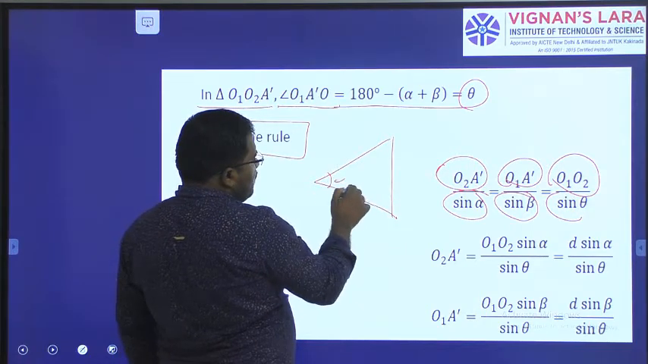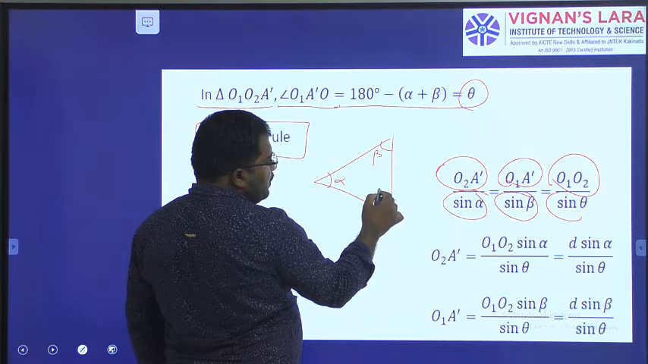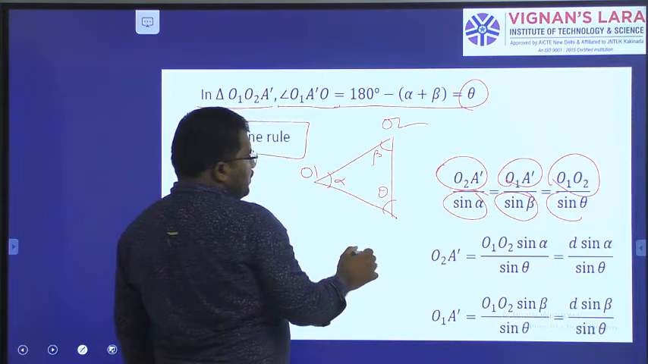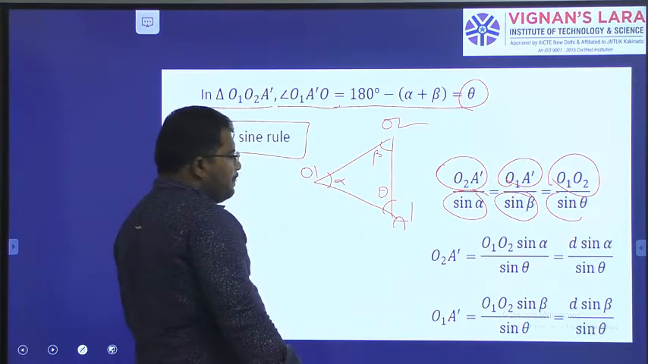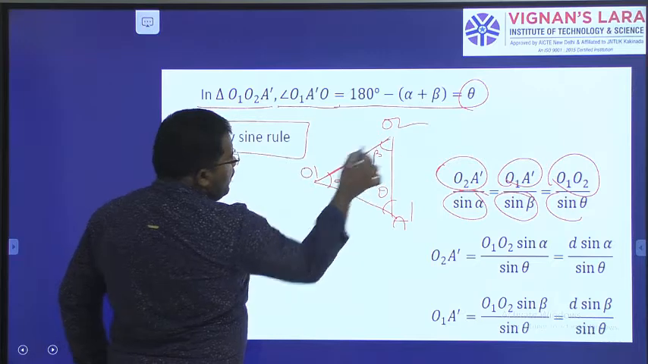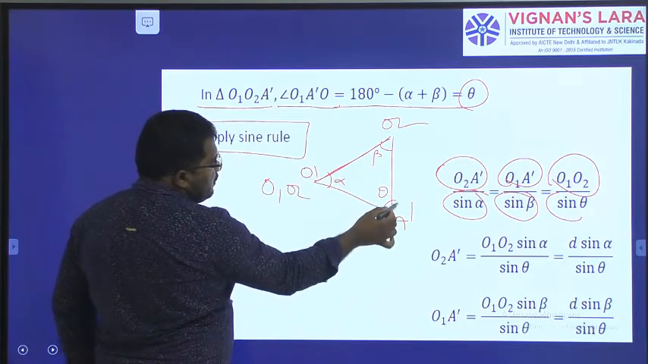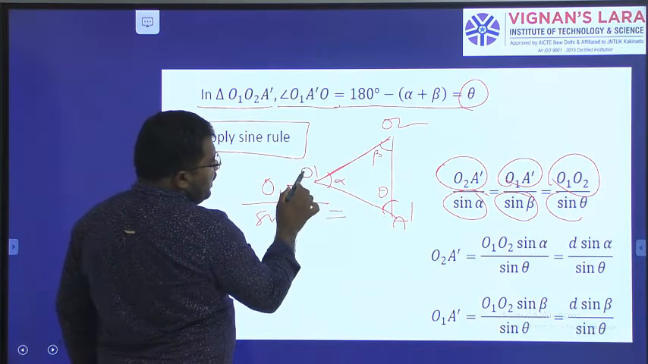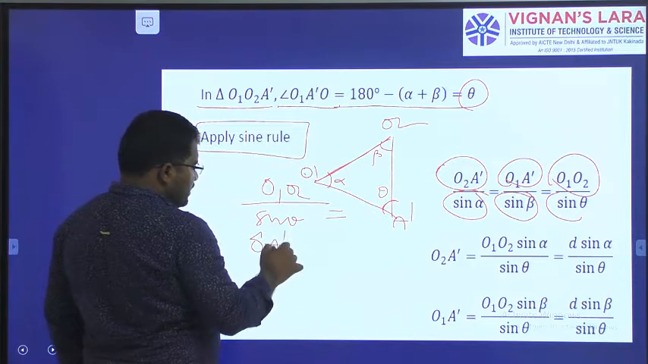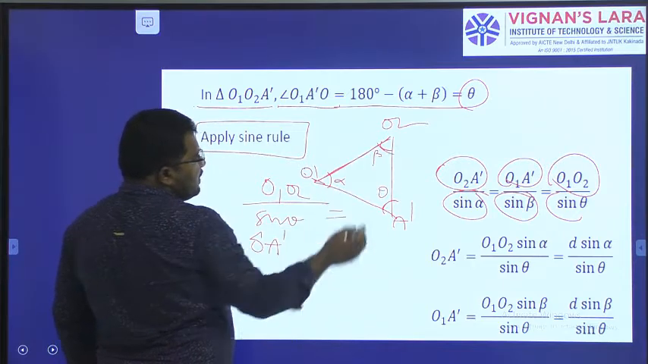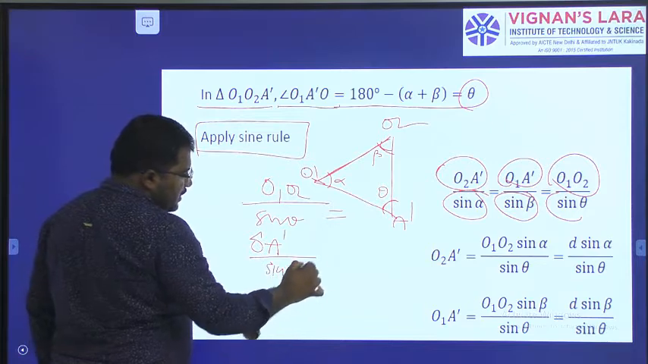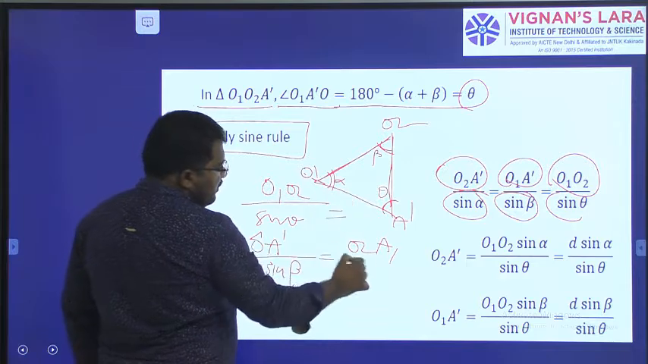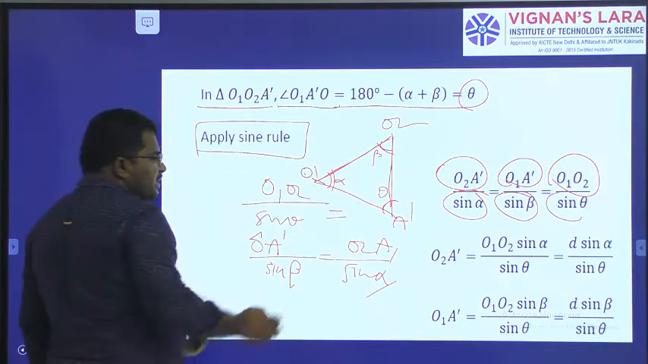Suppose this is alpha, beta, and theta. If you are taking this as O1, O2, and this as A dash. Now you can see here O1 O2, opposite which angle is there? Theta is there, so sine theta. This equals O1 A dash, O dash A dash, opposite is sine beta. Sine beta equals O2 A dash, opposite angle is alpha, so sine alpha. Like this, the equation is derived.